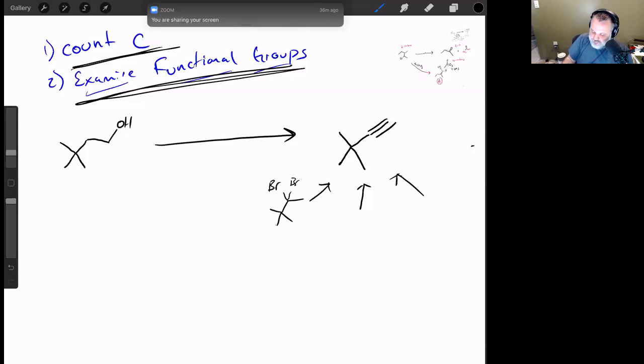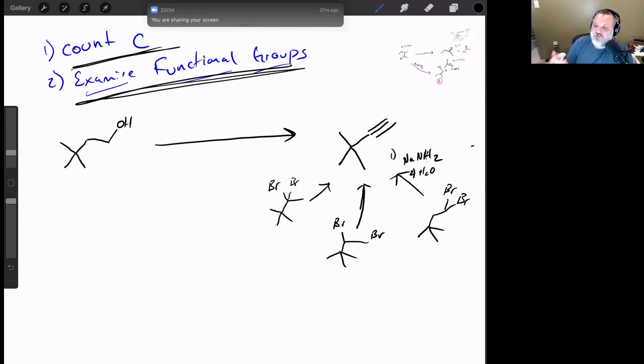I could do it from a reaction that involves 2 bromines here. Or I could do it from a reaction that involves a bromine here and a bromine here. And in all cases, I would use a strong base. Sorry, that's NH2. I would use sodium amide and water to create that.